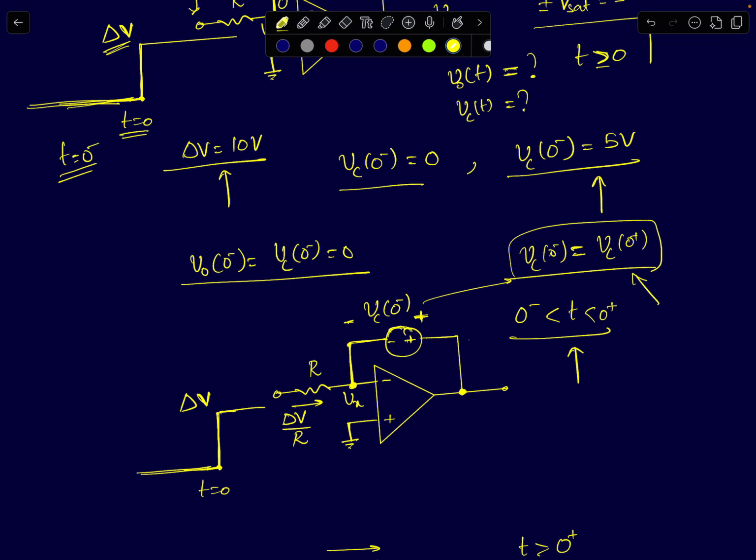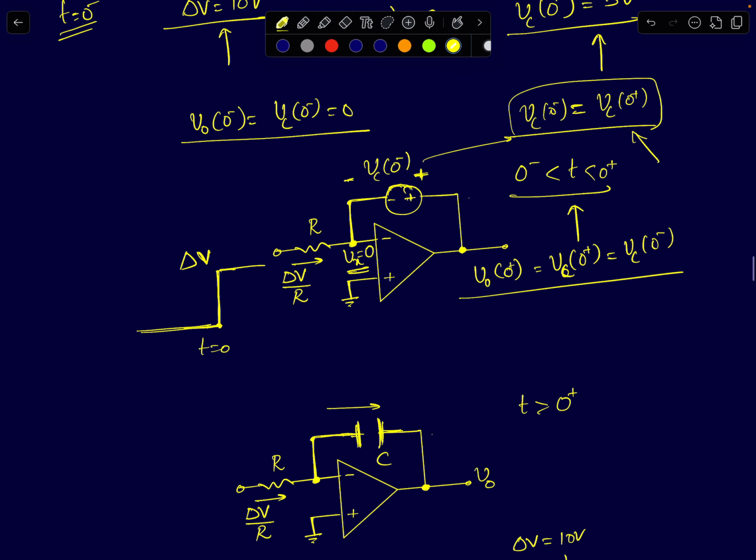So now the circuit comes into negative feedback, and Vx will exactly become equal to 0, and V0 of 0 plus will be equal to Vc of 0 plus, which is nothing but Vc of 0 minus. So the instant the step is applied, Vx comes to 0. Vx was already at 0 to begin with. It will stay at 0, but now there is negative feedback in action. Previously the cap was open, there was no negative feedback, but now there is negative feedback.